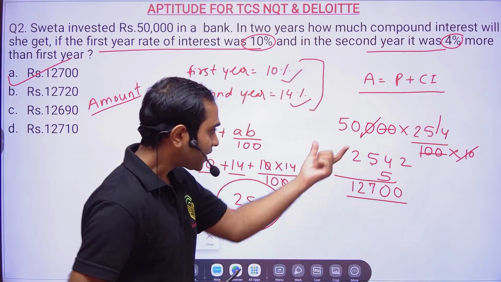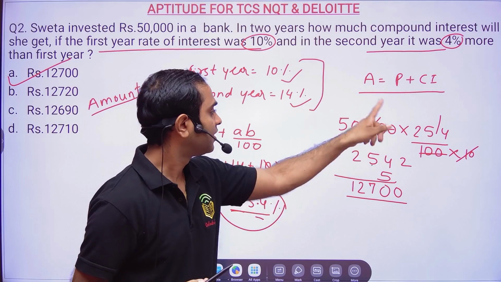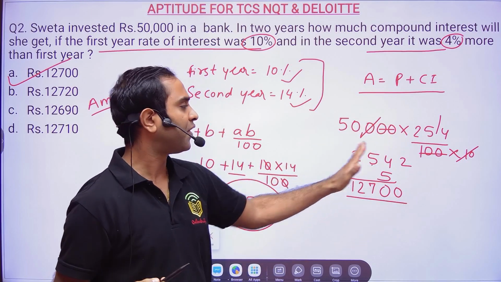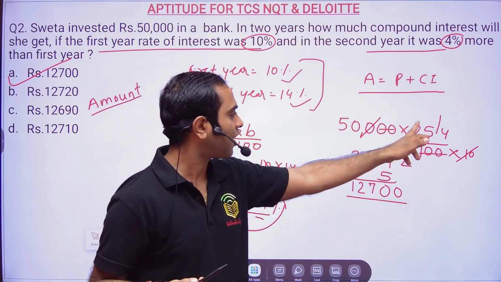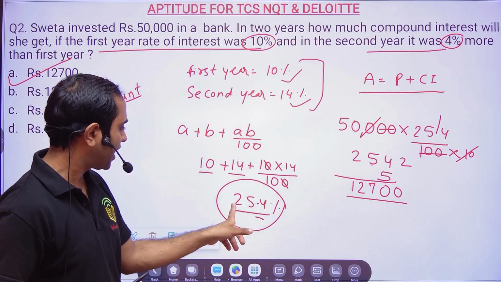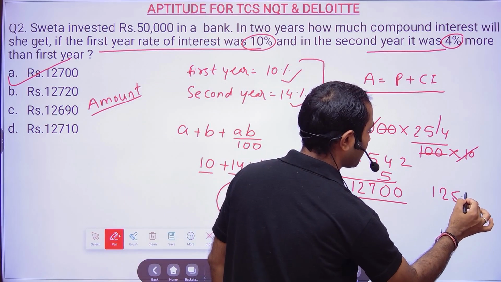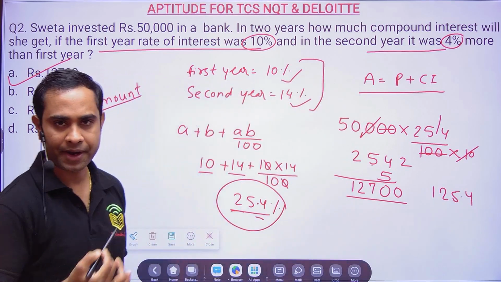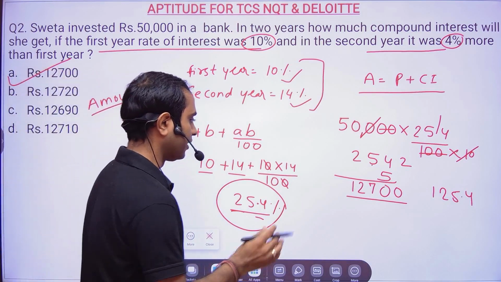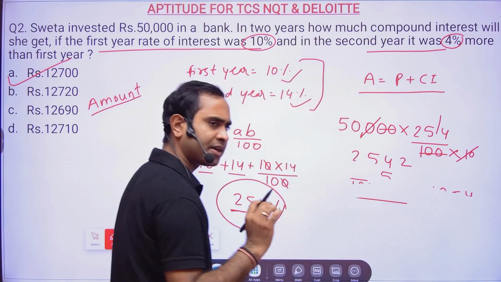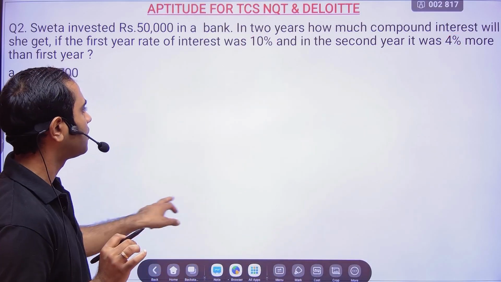So 50,000 plus this particular thing. If we take 50,000 common, then automatically 1 will come here. So if you have to calculate the amount, you would have directly written 125.4 and then divided by 100. You would have easily got the answer. Small concept, but big impact will be there on the problems.